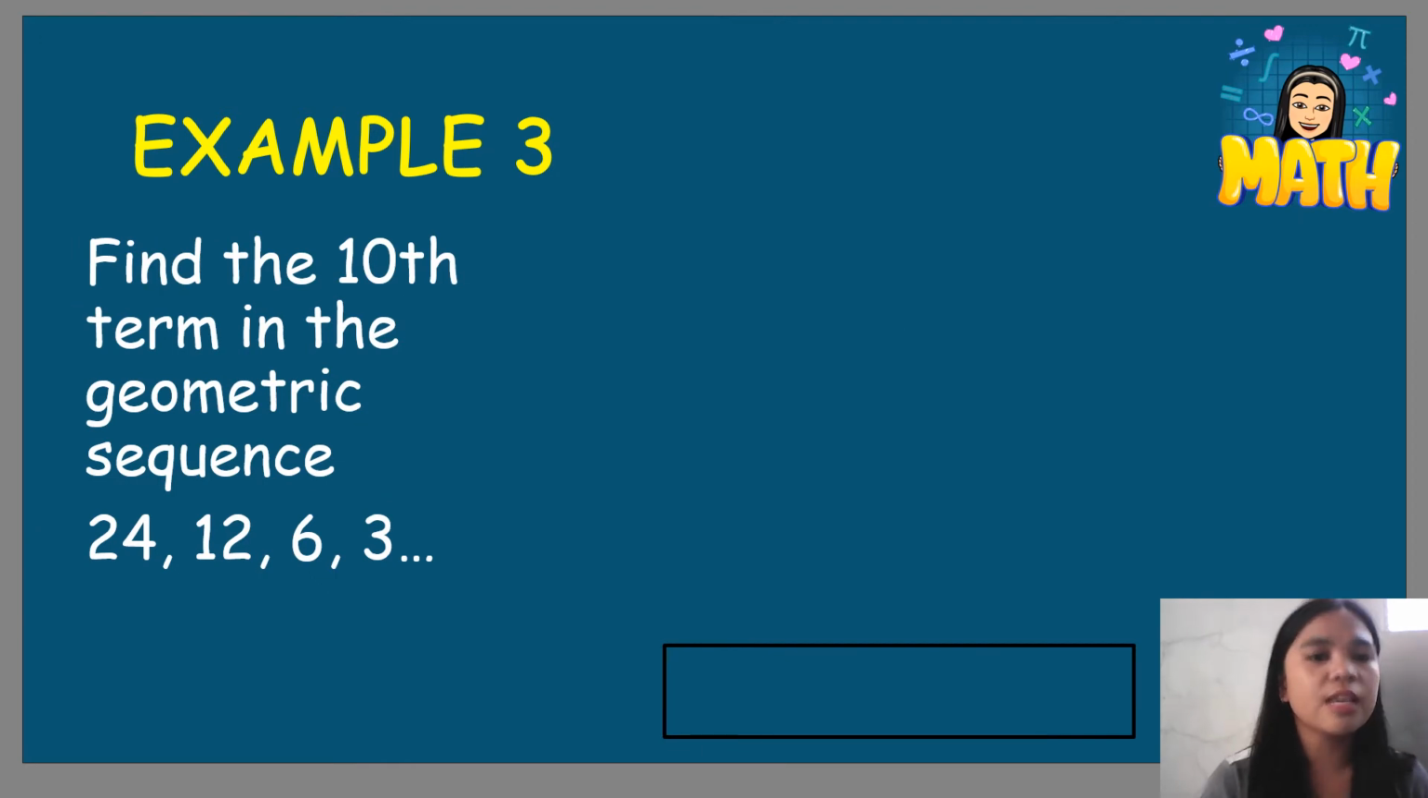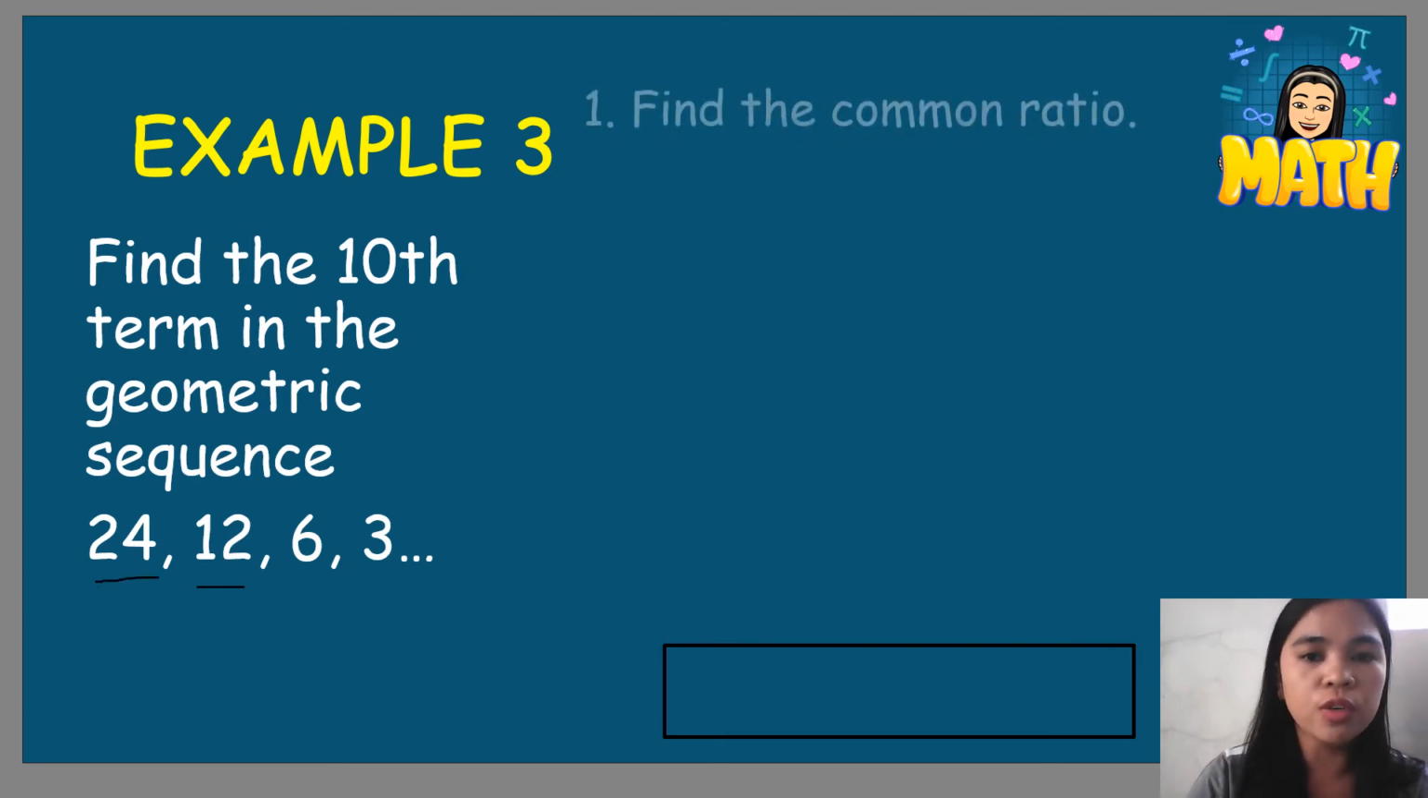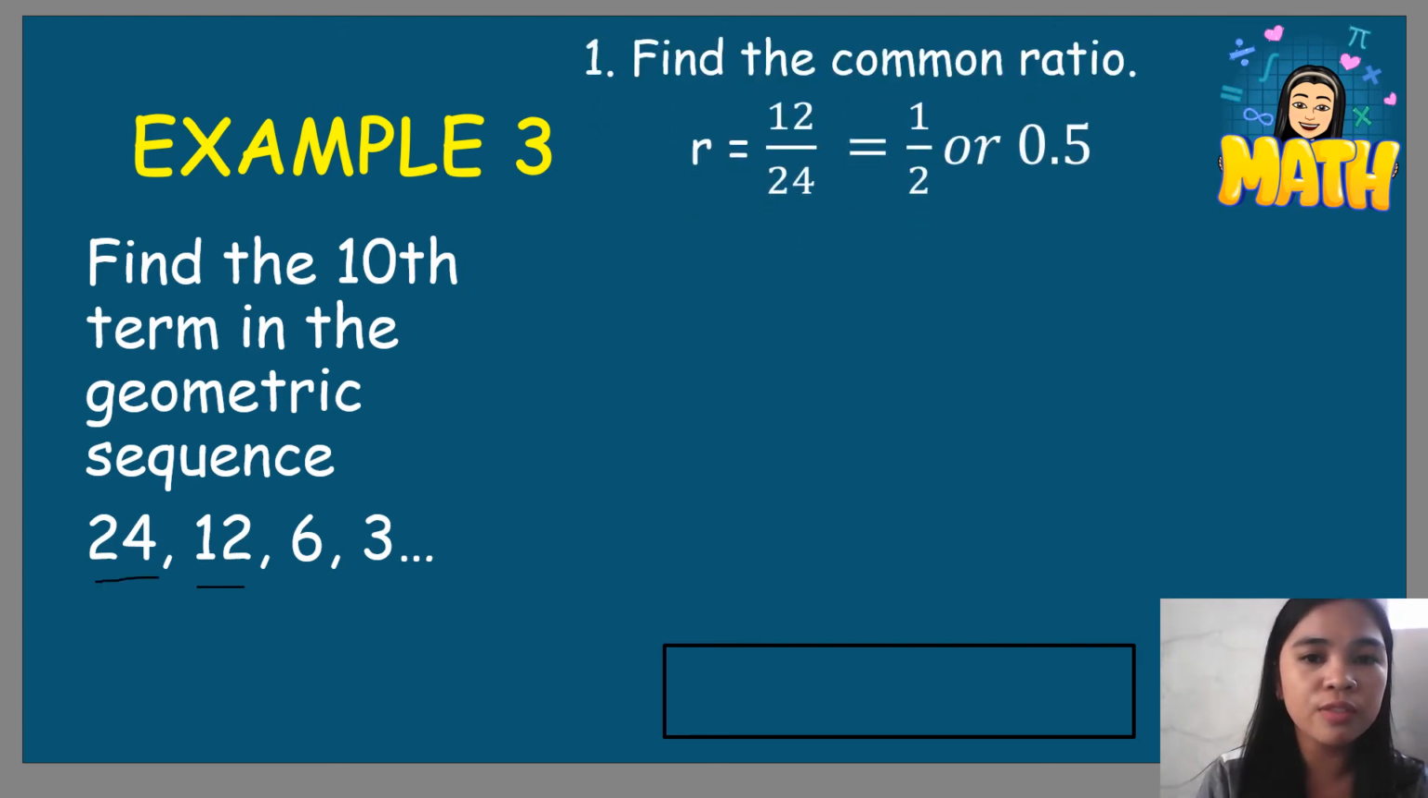Let's have another example. If we need to find the 10th term in the geometric sequence 24, 12, 6, 3, and so on. So, unahin ulit natin, kuhanin yung common ratio by dividing ang ating second term kay first term. So, therefore, it will be equal to 12 divided by 24. So, second term yung nasa numerator, first term yung nasa denominator. Kasi mas nauuna siya i-divide kaysa kay first term. So, 12 divided by 24 is equal to 1 half.